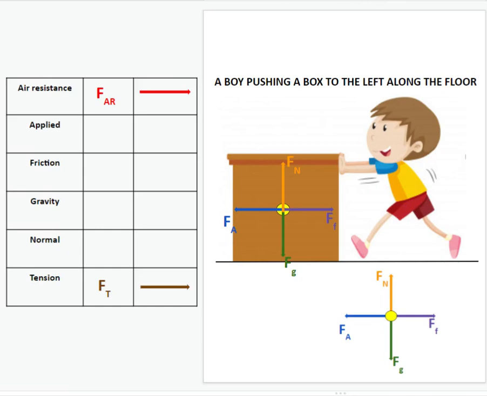That's it. That's how you draw free body diagrams. Now go ahead and try some on your own.